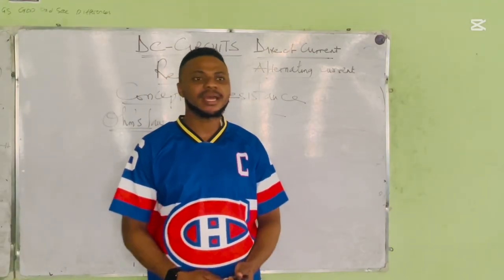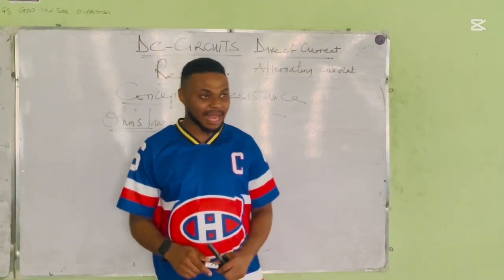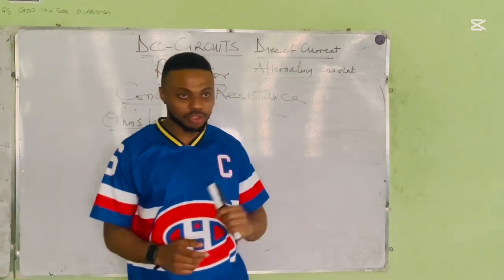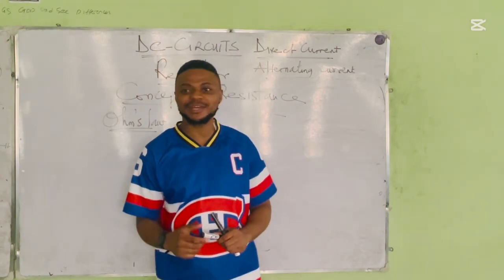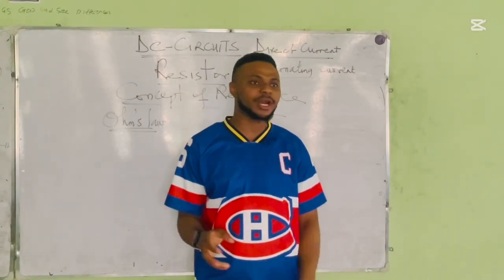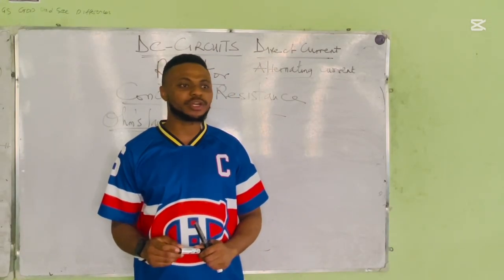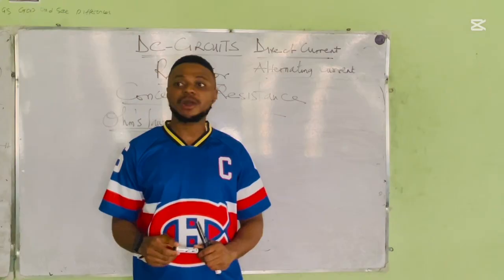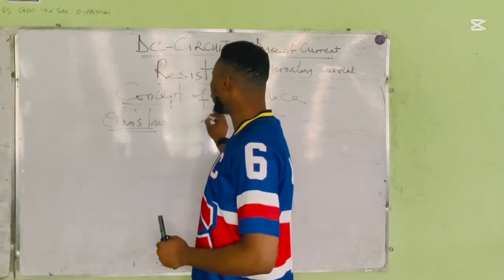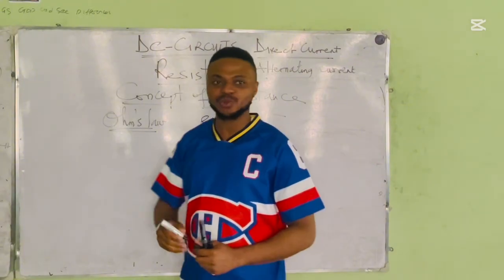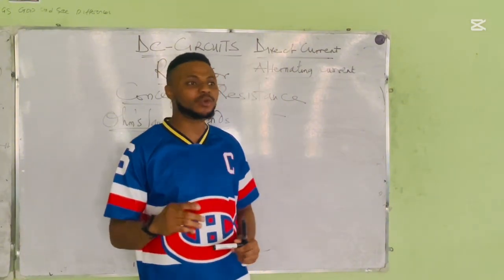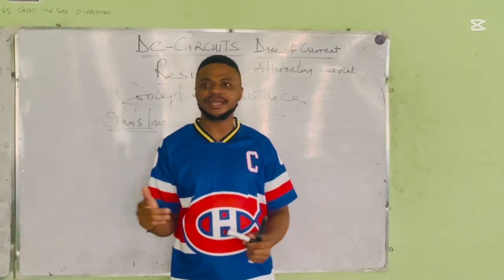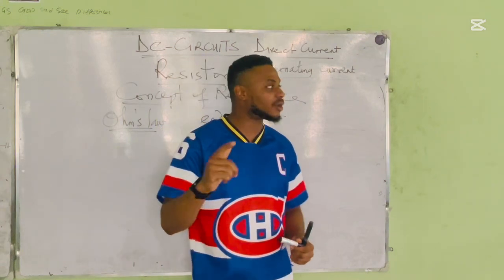Please take down. Ohm's law states that the current flowing through a metallic conductor is directly proportional to the potential difference across its ends. Ends, that's what I mean by ends. So the current flowing through a metallic conductor is directly proportional to the potential difference across its ends.